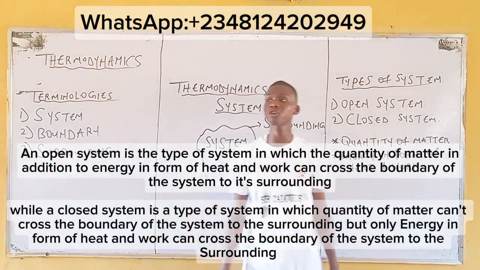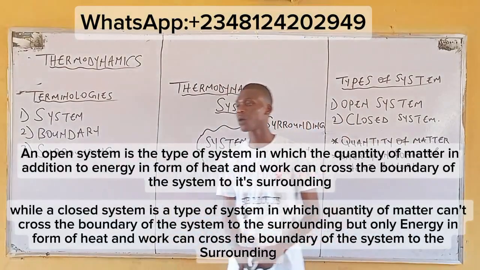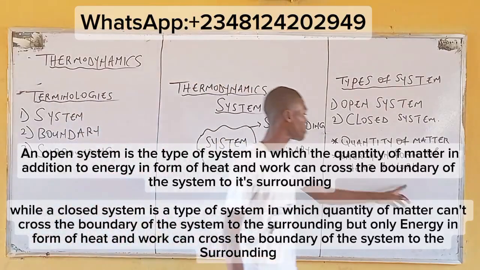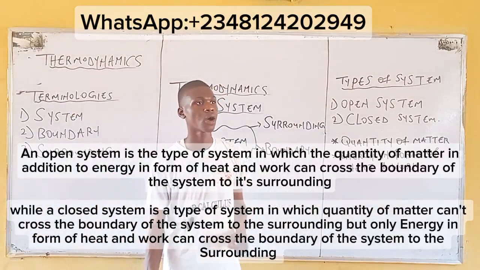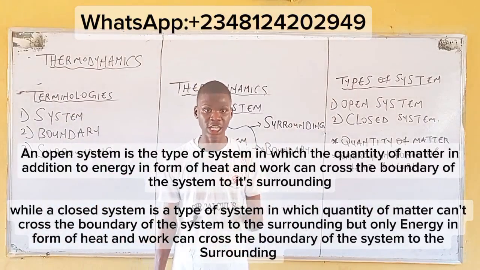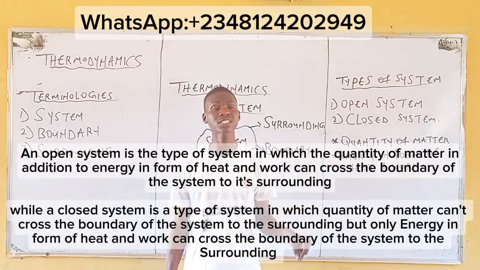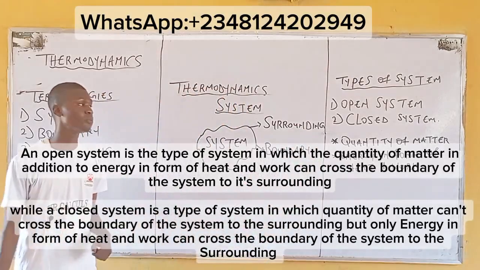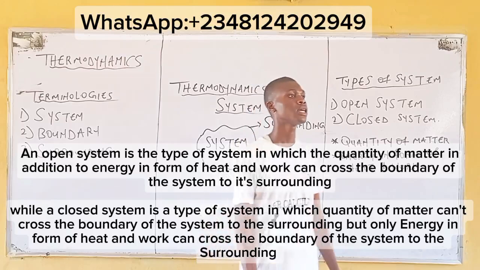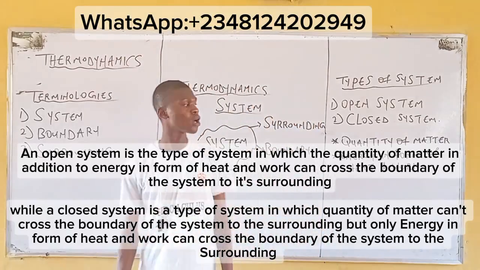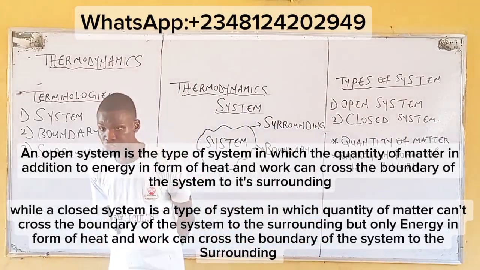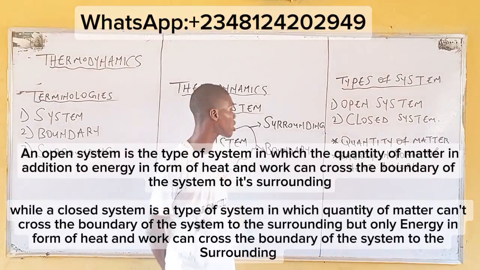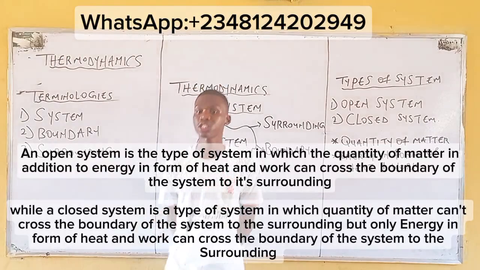A system is said to be an open system when the quantity of matter in addition to energy in the form of heat and work can cross the boundary of the system to the surrounding.